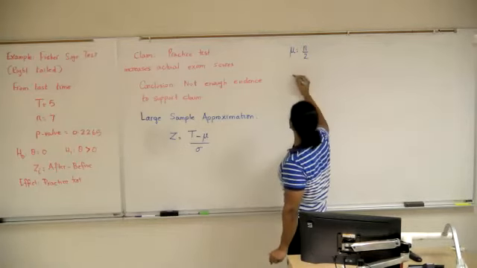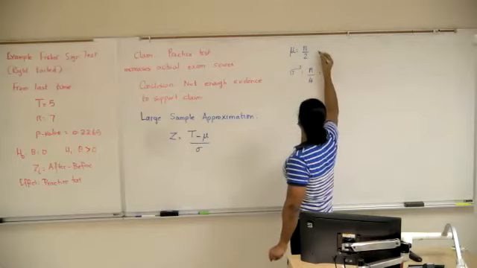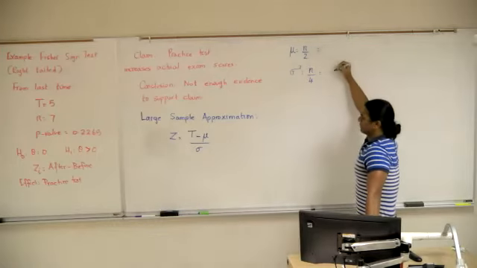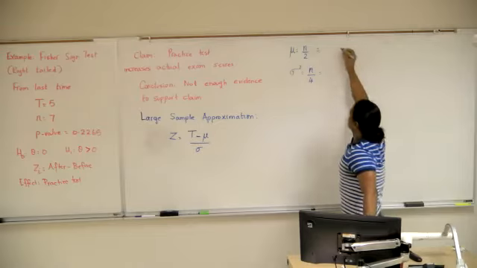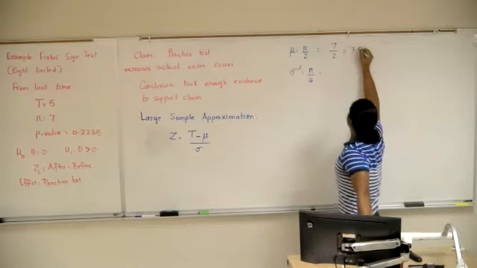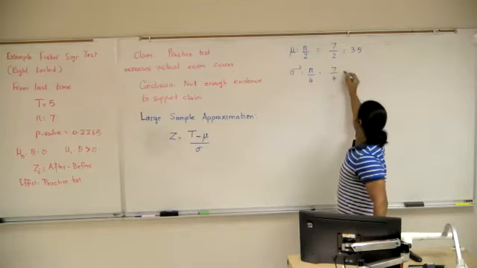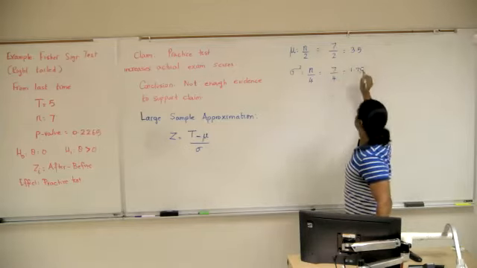n over 2. The variance is n over 4. Sample size is 7 over 2. I get 3.5. 7 over 4, 1.75.